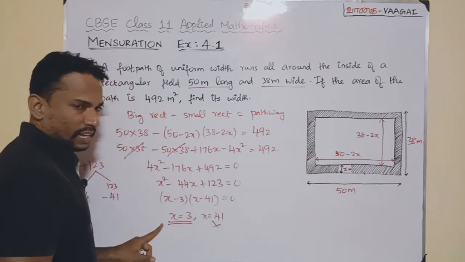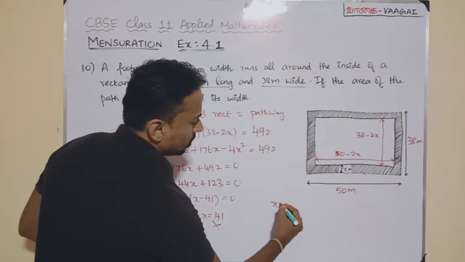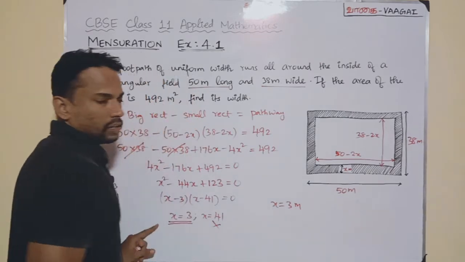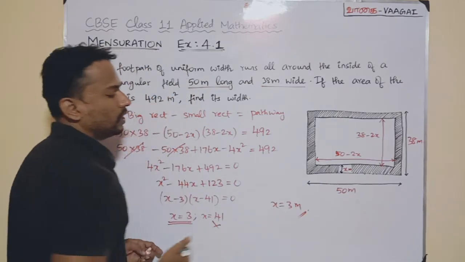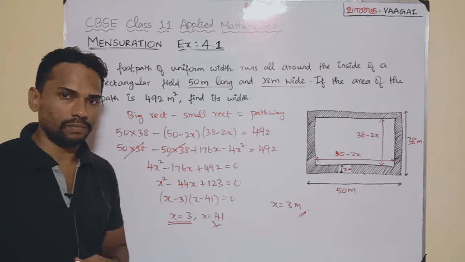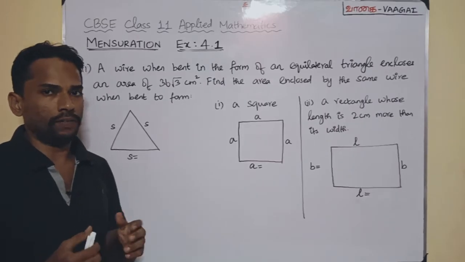So that means the correct answer is x is equal to 3. And 3 along with the units, if I want to write meter, 3 meters. So x is equal to 3 meters is going to be the correct and suitable answer for your question number 10. Now we have question number 11 with us.